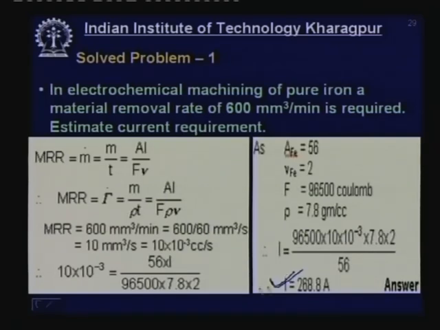So, there are two things to learn from this particular example. One is how much current is required. It is around 270 ampere. There is another thing to learn. It also indicates the material removal rate, which is typically 600 millimeter cube per minute. We have two more problems and we will go into them gradually.